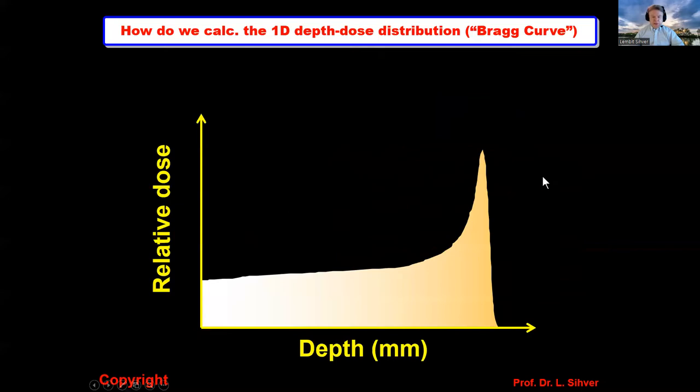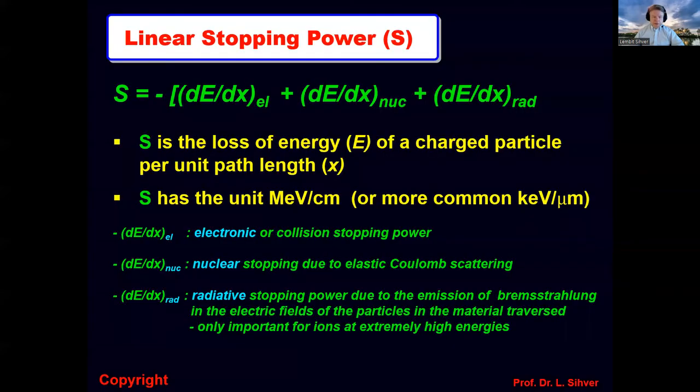But how do we calculate the one-dimensional depth dose distribution then, the Bragg curve? We first have to look at linear stopping power, and the linear stopping power consists of three components. We have electronic or collision stopping power, we have nuclear stopping due to elastic Coulomb scattering, and we have radiative stopping power due to emission of Bremsstrahlung in the electric fields of the particles in the material traversed. This is only important for ions at extremely high energies.